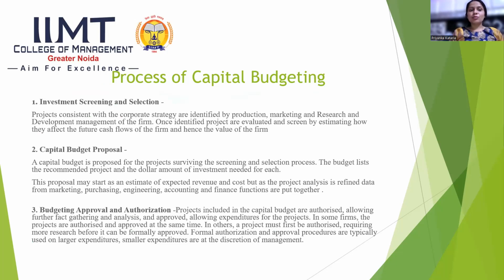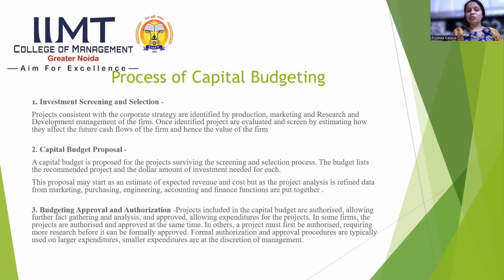So first is investment screening and selection. Projects consistent with the corporate strategy are identified by the production, marketing and research and development management of the firm. Once we identify projects, they are evaluated and screened by estimating how they affect the future cash flows of the firm and hence the value of the firm. Then we prepare the capital budget. The capital budget is proposed for the projects surviving the screening and selection process.